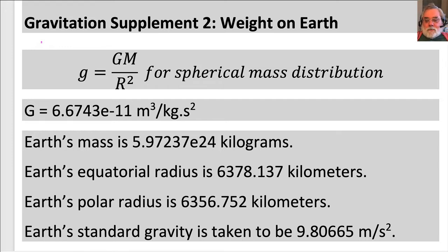You weigh slightly less cruising at altitude in an airplane than on the ground. Earth's surface gravity is about 0.5% higher at the poles, where the distance to the center of the Earth is less, than at the equator, where the distance is more. Since the Earth is not a completely spherically symmetrical mass distribution, scientists use more accurate gravity formulas that take the Earth's shape into account. But we will not cover this.